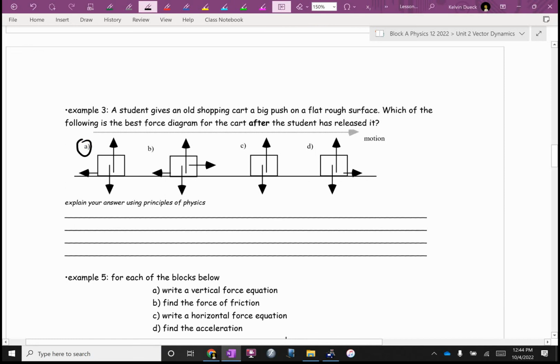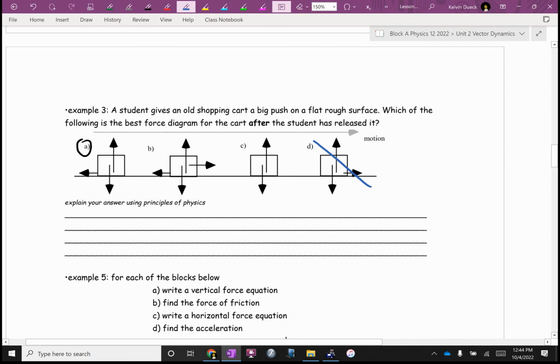Why is it A? First of all, what's wrong with D? How would D be behaving if that was correct? Which way would it have to be accelerating? That would be speeding up. So it can't be that because I noticed it did not speed up.